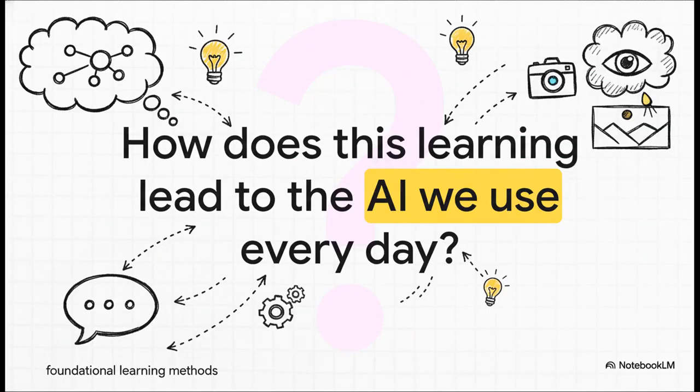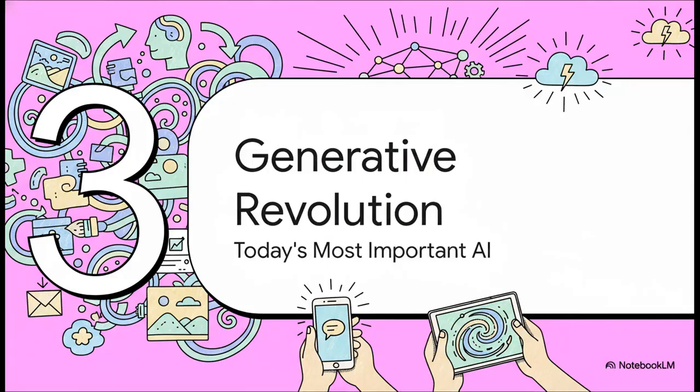Okay, but how does all of this, supervised, unsupervised, reinforcement learning, how does that connect to the tools we actually hear about every day, like ChatGPT or all those AI image generators? Well, these learning methods are the fundamental recipes used to cook up those incredibly powerful models. And that brings us to the generative revolution. This is the stuff that has taken AI out of the research labs and put it right into our pockets.